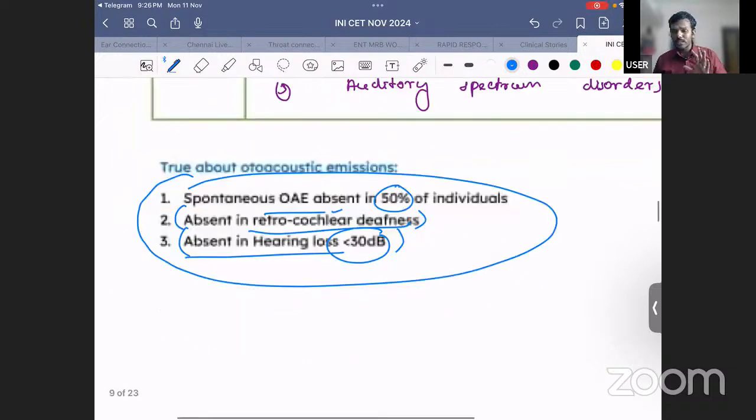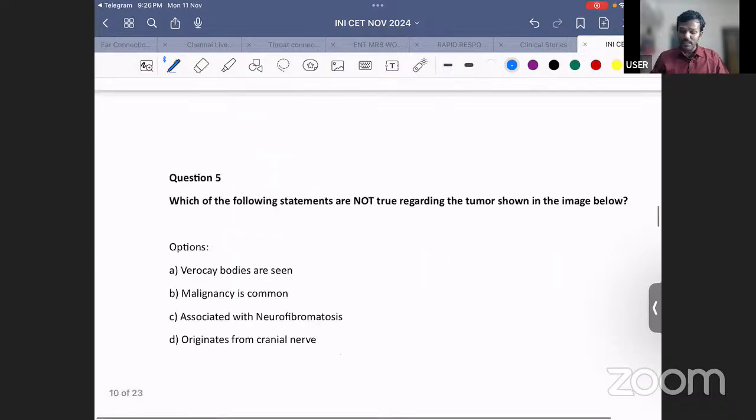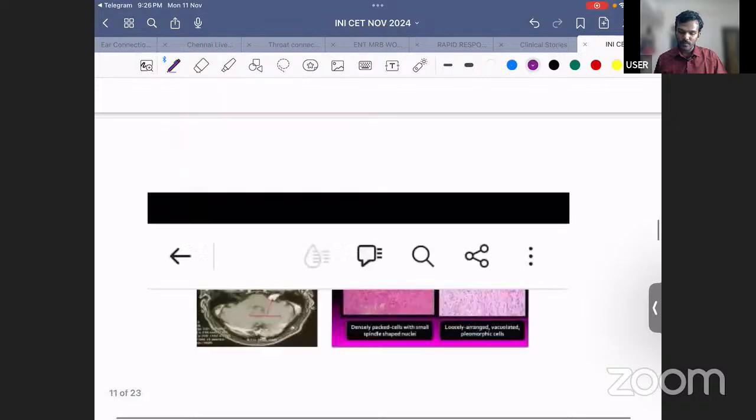So OAE is a very important topic. They are asking repeated questions from OAE, BERA, and impedance audiometry. This we have discussed in our last minute revision. Okay. Then, which of the following statements is not true regarding the tumor shown in the image below? So this is the image that was given.